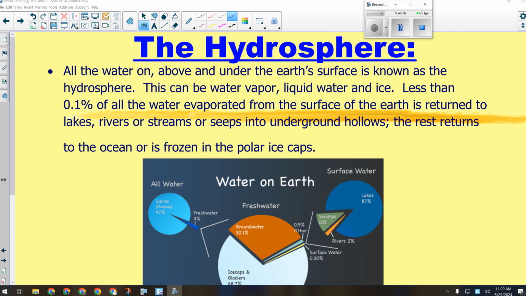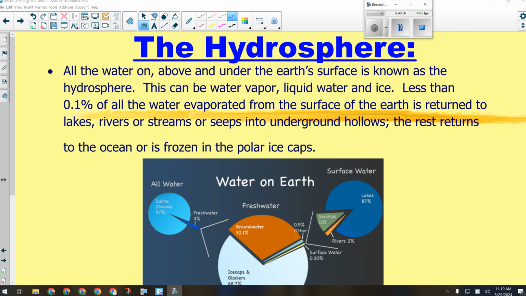We talked about the atmosphere. The atmosphere has the biggest role to play when it comes to transferring energy because it is the most fluid part. It moves the most easily, and it's connected to all parts of the earth. Second to the atmosphere is the hydrosphere in terms of its ability to transfer or transport energy.